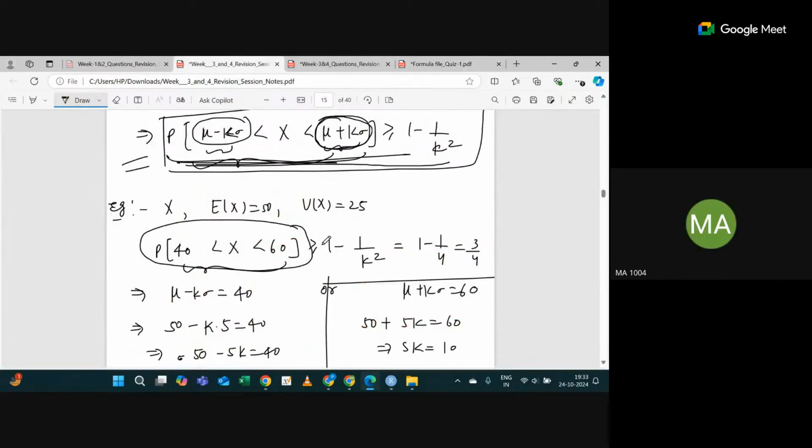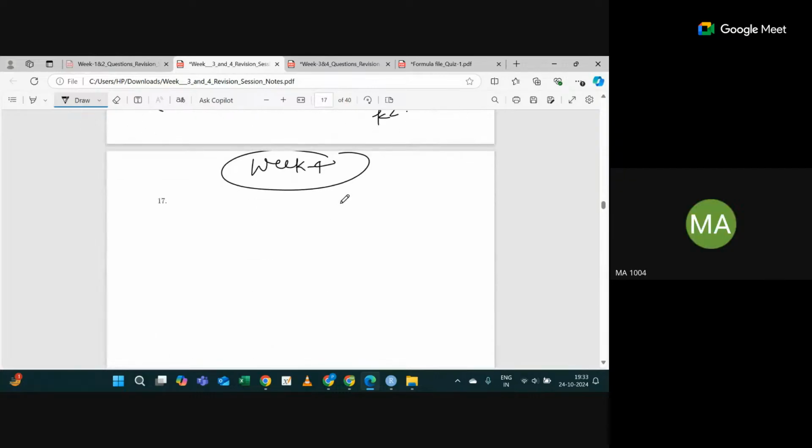Clear? Okay, so in week 4, the major concept is that if I have x as a discrete random variable, let's say x is taking values x1, x2, up to xn.